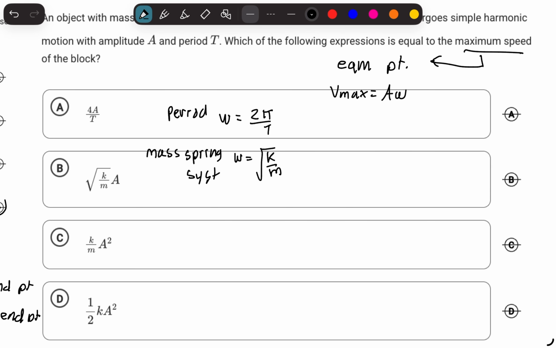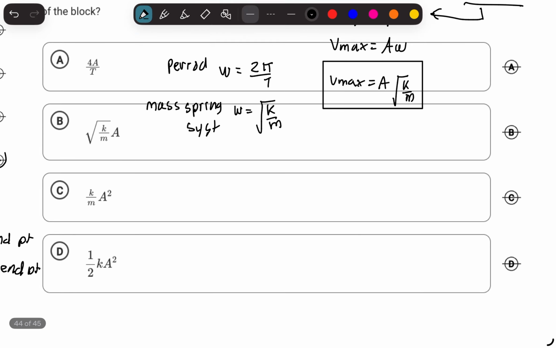So now that you know that, you can take your omega and sub that into your equation. So you know that v max is equal to A times the square root of k over m. So where do we have that? We're going to have that as A times the square root of k over m. That's going to be option B.